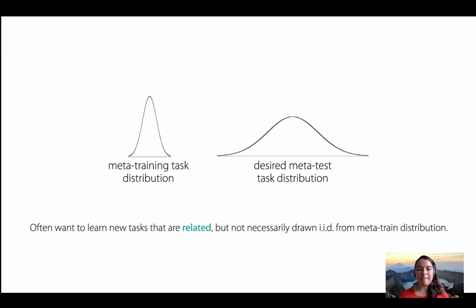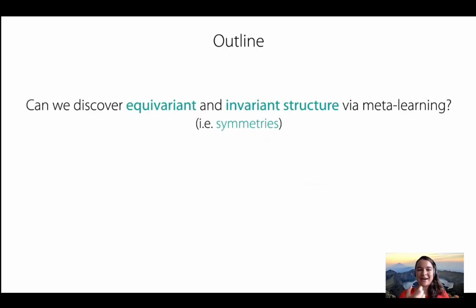To think about this problem, we need to think about the word related. How do we actually define whether a task is related? To do so, we're going to consider tasks as being related if they share a certain structure. And in particular, in the first part of this talk, we're going to be talking about structure that corresponds to equivariance or invariance. We want to see if we can discover equivariant or invariant structure via meta-learning, essentially if we can discover symmetries in the data, and then transfer that structure to new tasks to be able to transfer more effectively to tasks that may be a little bit different.